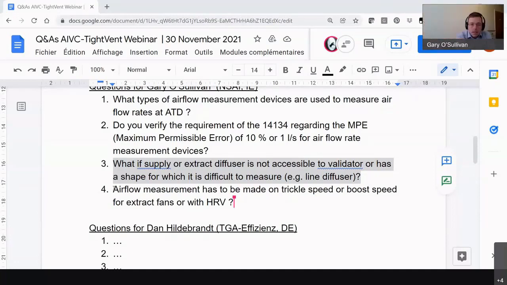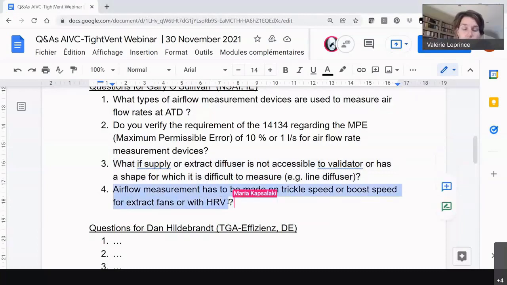Airflow measurement has to be made on trickle speed or boost speed for extract fan with heat recovery ventilation. Yeah, both. So the validation cert in our regulations, we have a general ventilation rate, and then we have a minimum boost extract rate. So there tends to be the general supply and extract, and then the boost supply and extract. And so measurements are made for both settings, the general rate and the boost rate.